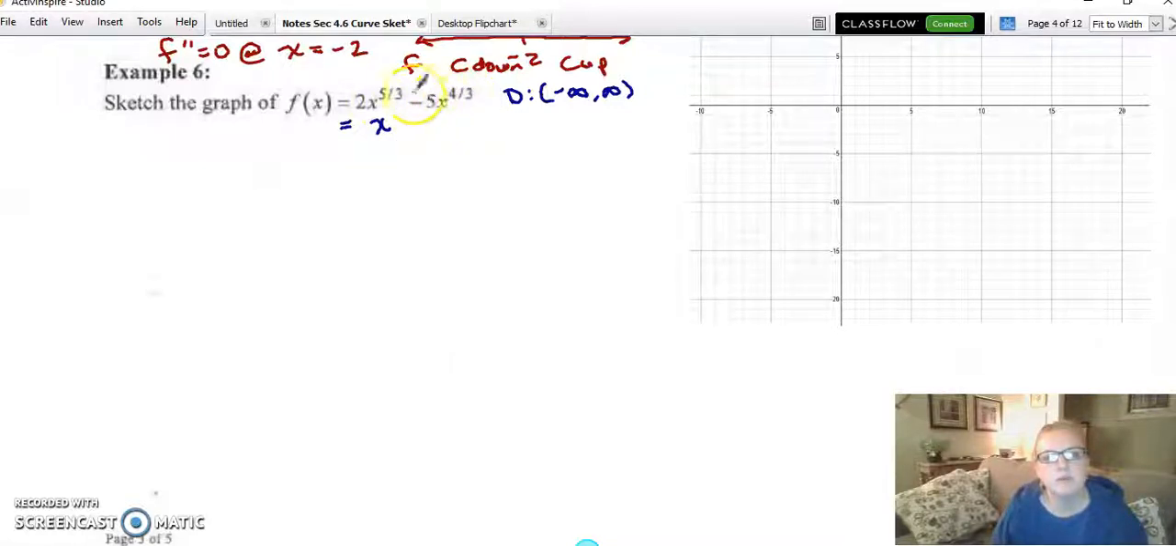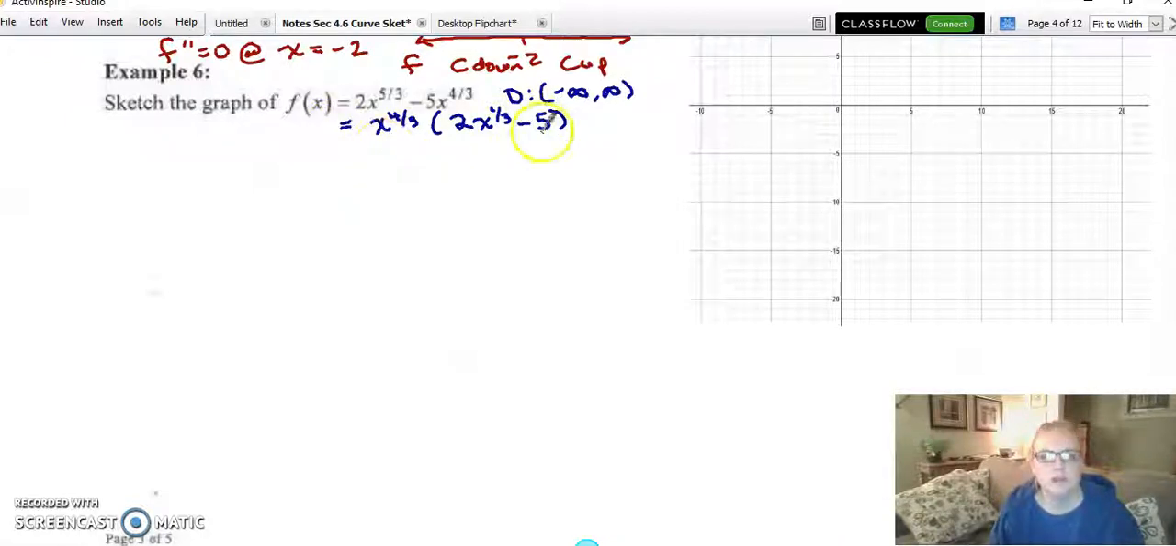The other thing is, in looking at this, I would probably go ahead and do a quick factoring. Remember you want to pull out the smaller of the two powers, so I'm going to pull out x to the 4/3, and you subtract your exponents. 5/3 minus 4/3 would be 1/3, so we get x to the 4/3 times (2x to the 1/3 minus 5).